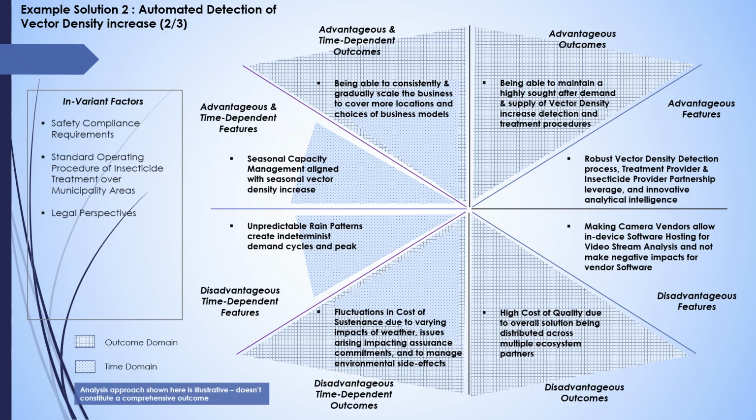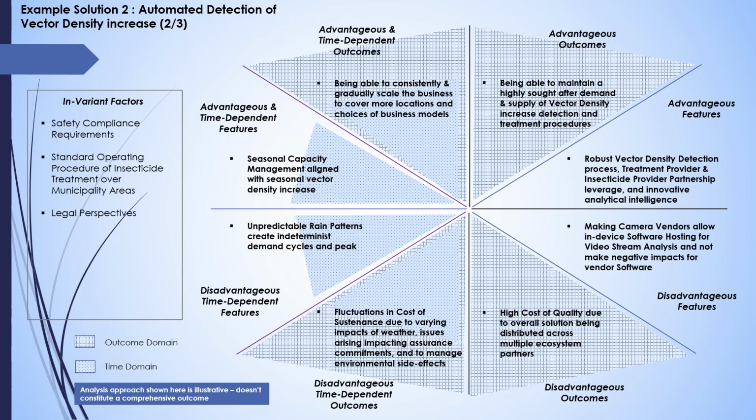So, step back and take in the complete picture. Advantageous features driving detection quality, partnership leverage, and analytical intelligence. A disadvantageous feature demanding vendor relationship innovation. Time-linked features that reward seasonal expertise while remaining vulnerable to weather unpredictability. A powerful core outcome building reputation and scale. And cost pressures, both fixed and variable, that require proactive management and creative mitigation.